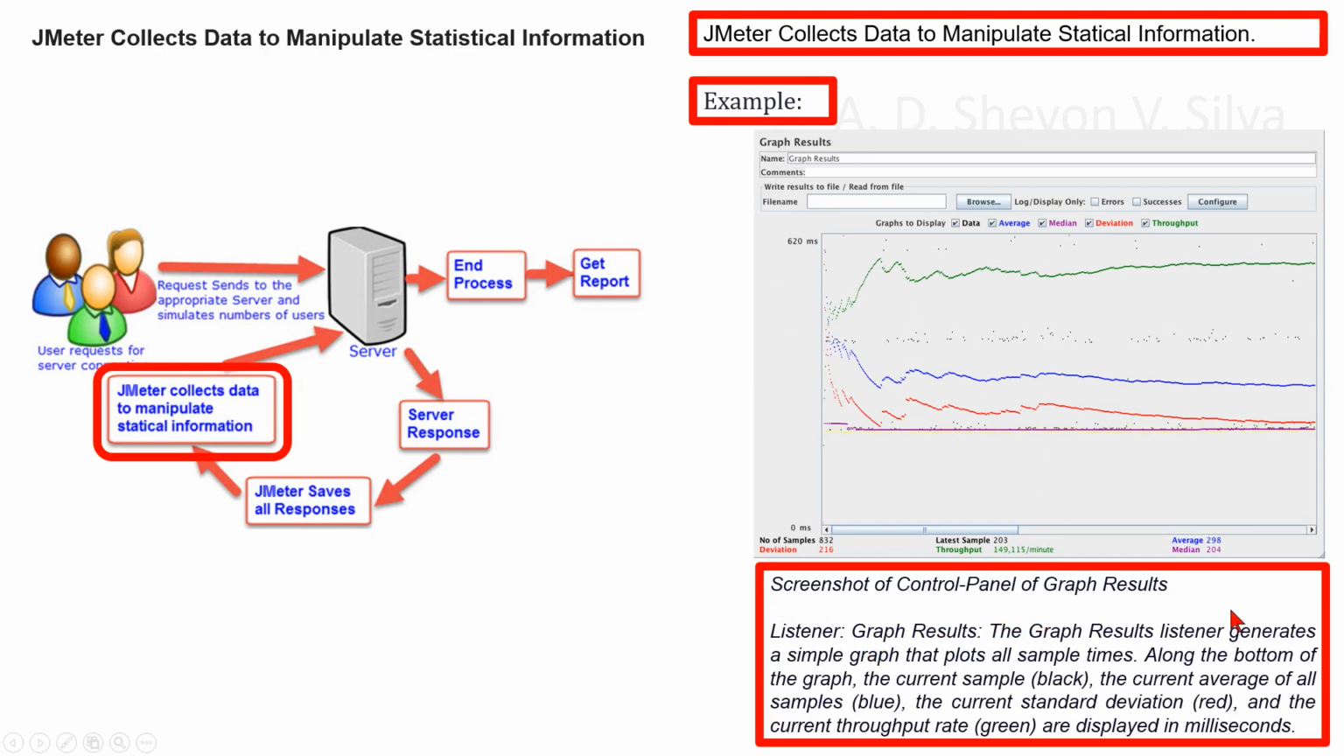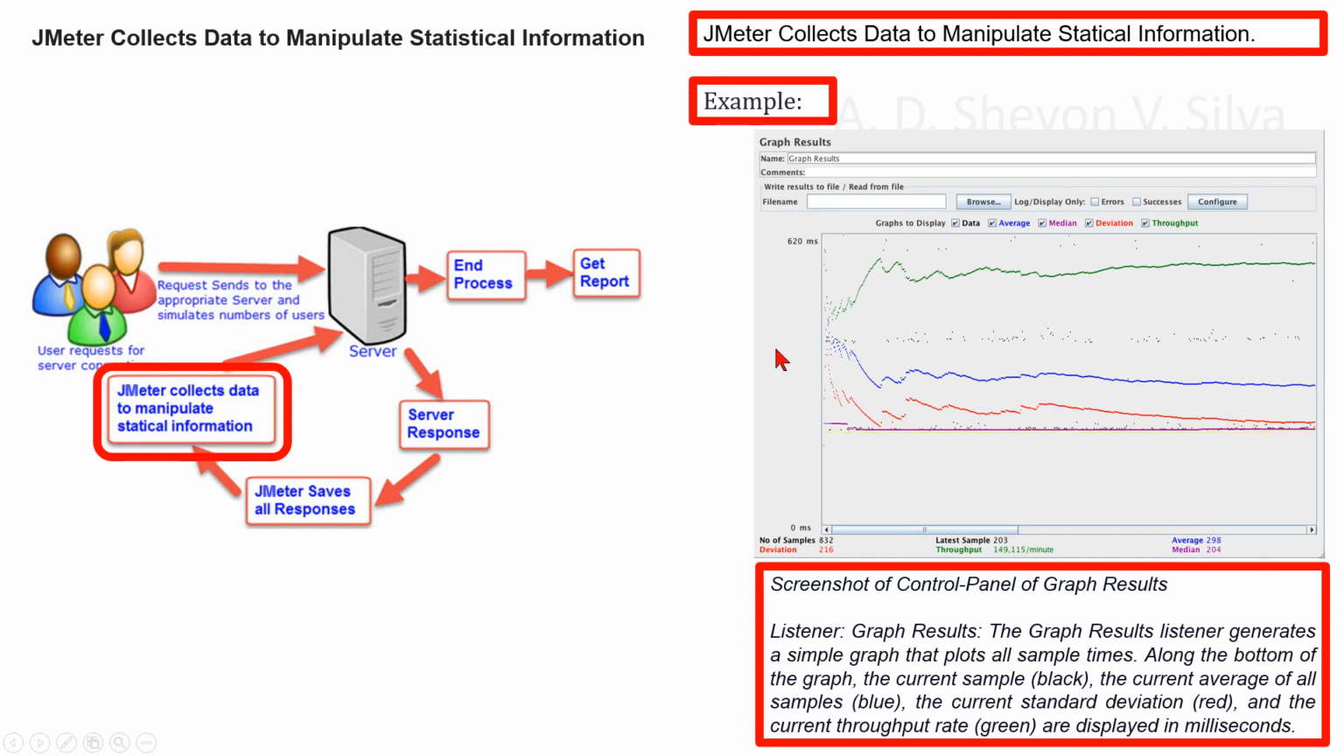Here you can see a screenshot of the control panel of graph results. Graph results must not be used during a load test, as it consumes a lot of resources, memory and CPU. Use it only for either functional testing or during test plan debugging and validation.